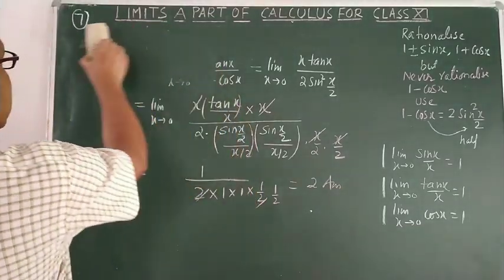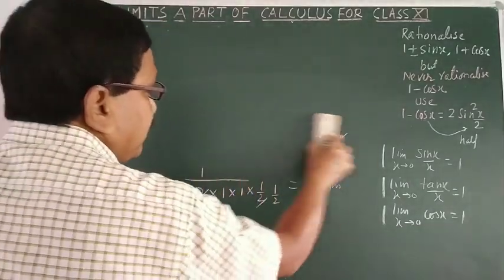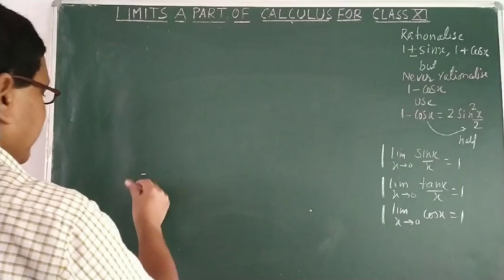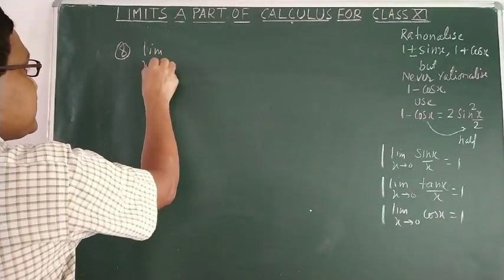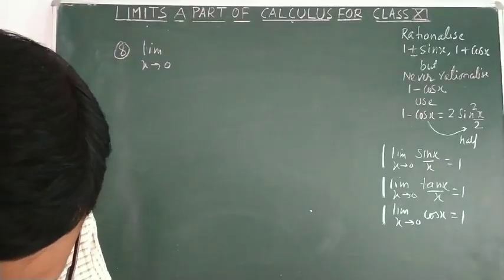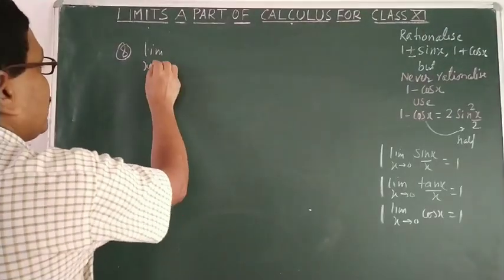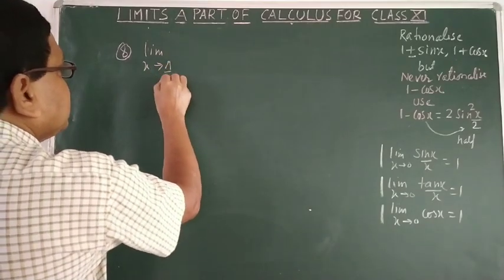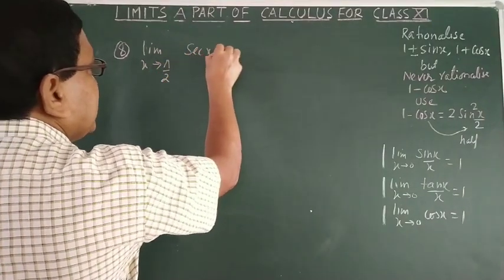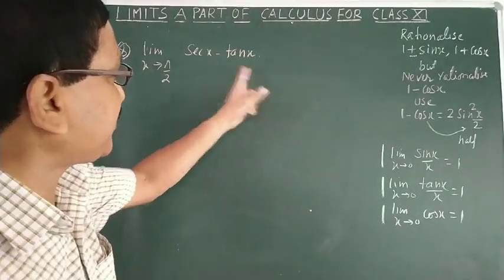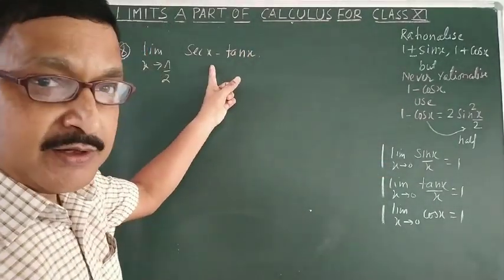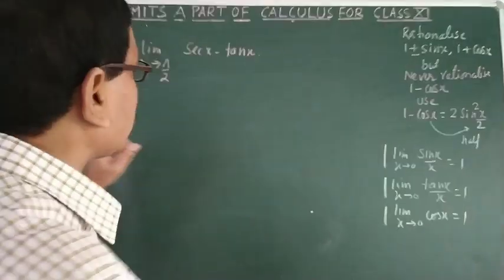Now move towards another problem. Problem number 8. Limit x tends to pi by 2 of sec x minus tan x. Now students, there is no formula for sec, so convert it to sin and cos first.